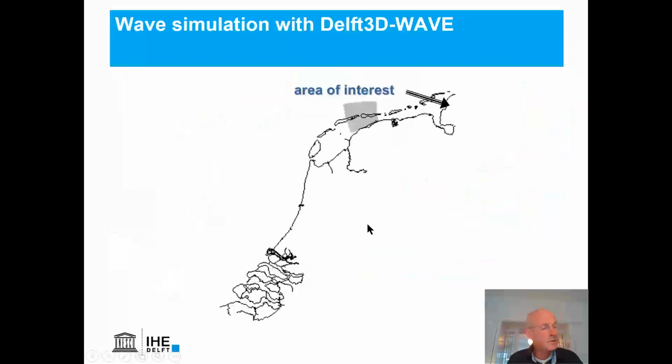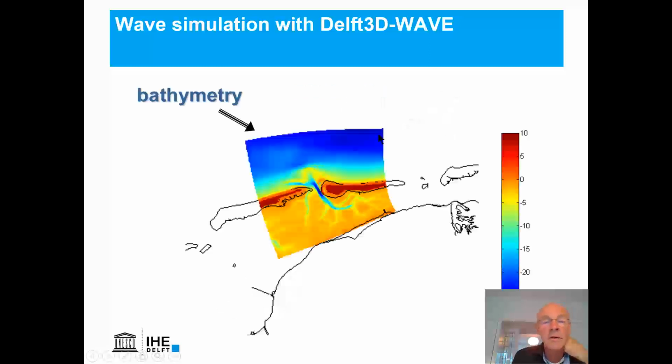Let's go into an example of how we set up a Delft3D wave and current model. If this is our area of interest, here it's the Ameland Inlet in the north of the Netherlands. Here's the bathymetry with its channels, its ebb delta, and the nearshore area and the deeper sea area. And here is the tidal basin.